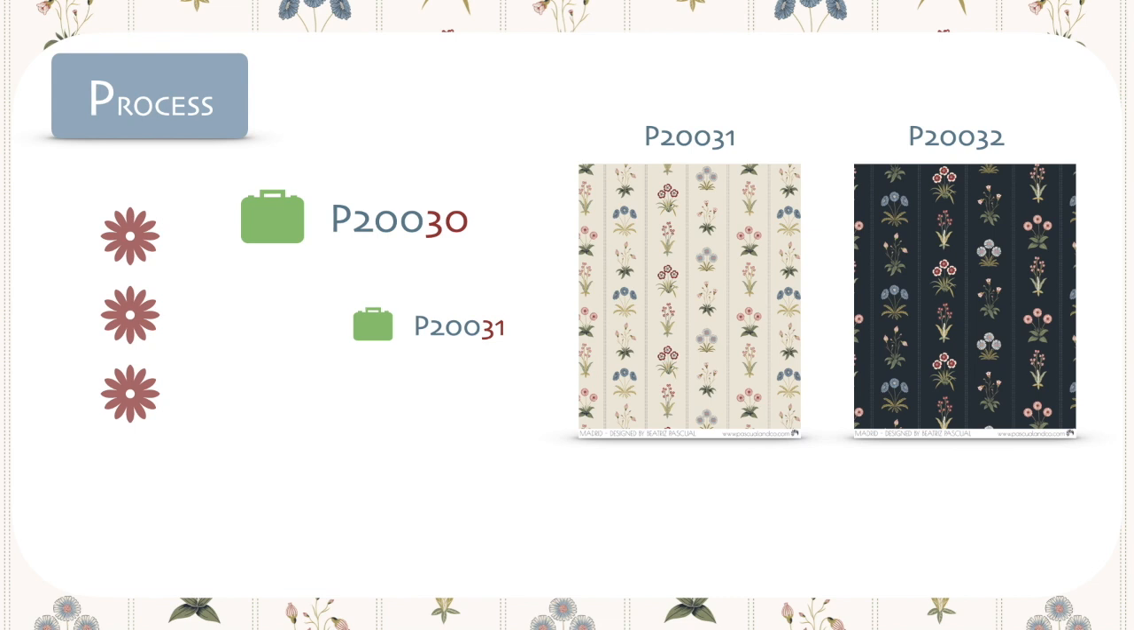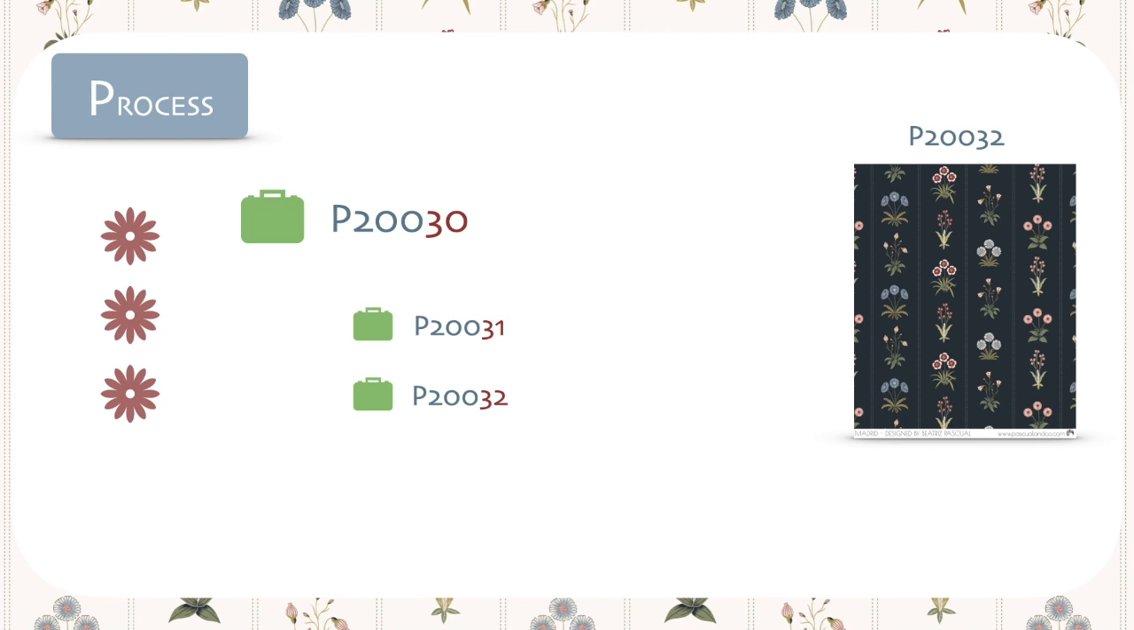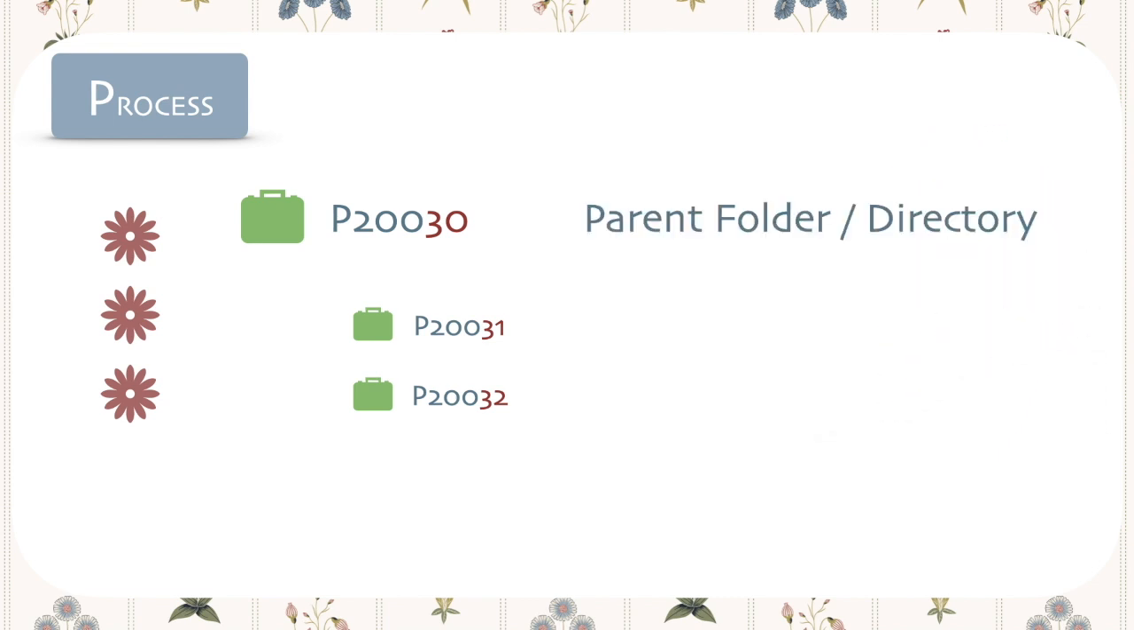Let's imagine now that we create another colorway for that design. Then, in the main parent folder, we will have in total 2 subfolders, one for each colorway, and these will be named P20031 for the first colorway and P20032 for the second colorway. So, as you can see, the parent folder is the directory of the children's folders that will include every colorway and still have a unique SKU number.